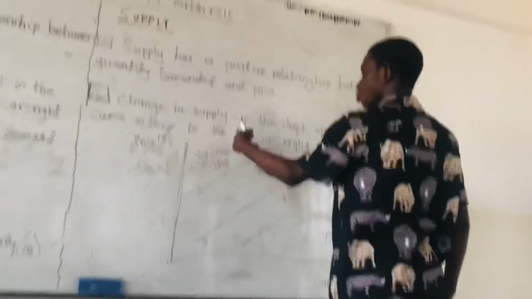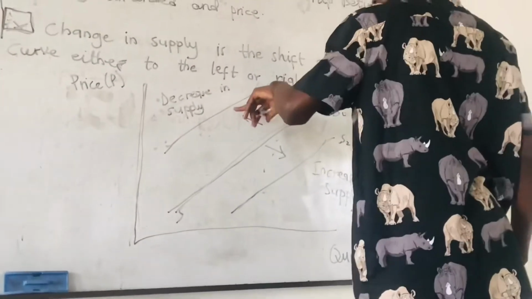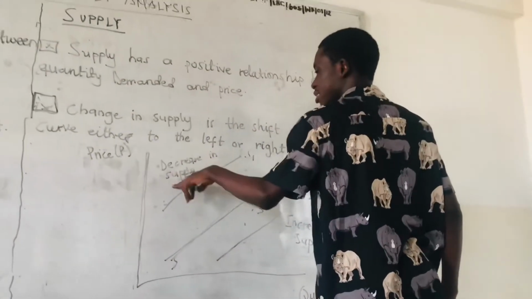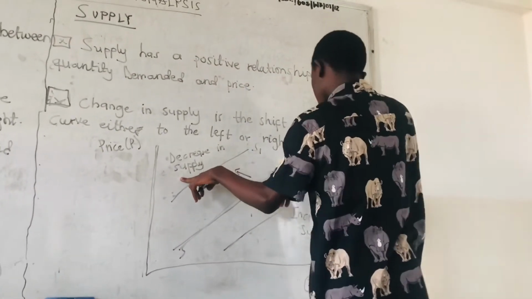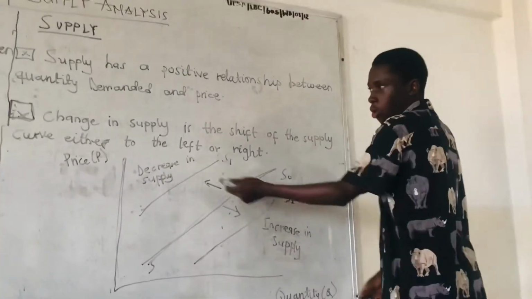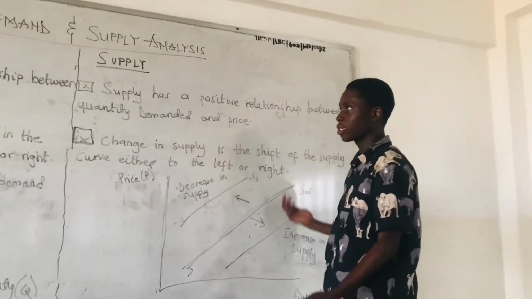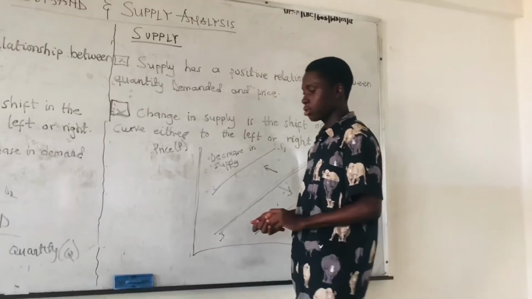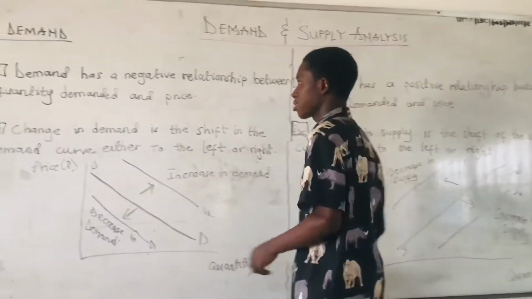Now, say either a shift to the left or right. A shift to the left is a decrease in supply. A shift to the right, which is this side, is an increase in supply. That's all that change in supply tries to talk about. Are you okay? Let's move on to a different part.